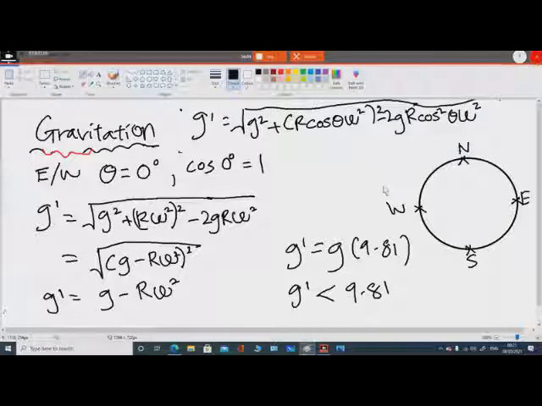So this is how we determine the gravitational field strength based on the latitude of the object on the Earth. Okay, I think we stop here for now, so we will proceed in the next video.